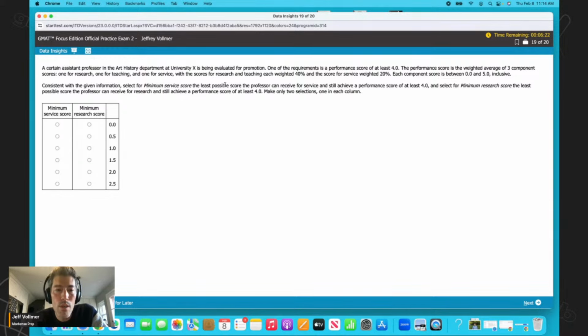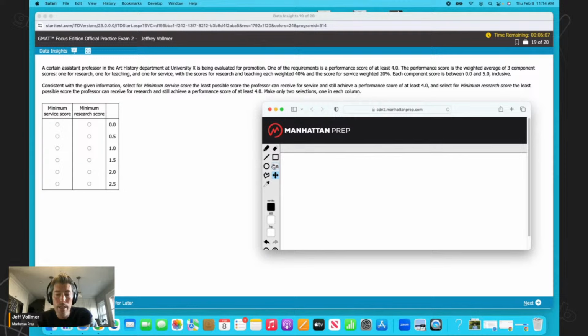All right, what's the minimum score that the professor can receive for service and still get the 4.0? Okay, so in order to figure out the minimum score possible here, I'm going to try to maximize everything else. So min for service and 4.0 overall. Well, suppose teaching is a 5, and then research is a 5, right? And I take 40% of each of these, that would be a 2 and a 2, right? I'm already at 4, right?